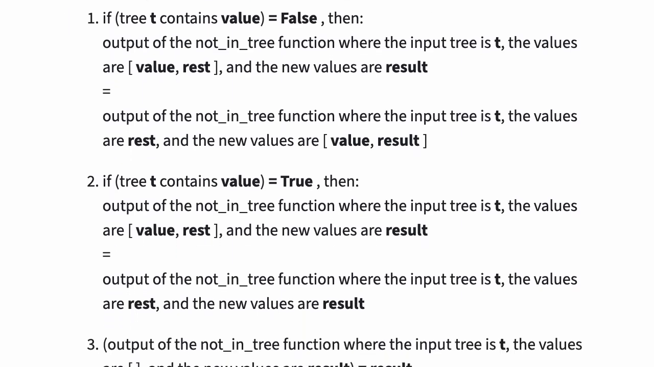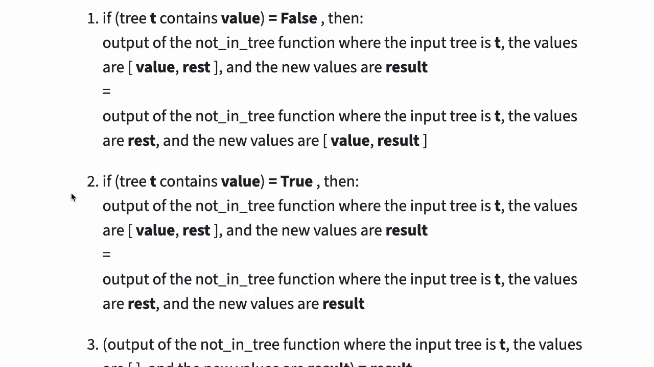Property 1 says that if tree T does not contain the value, then the output of the not-in-tree function, where the input tree is T, values are the stack value, rest, and the new values are result, is equal to the output of the same function with the same tree, and the values are rest, and the new values are value, result. Notice that value has been moved from the value stack to the new value stack.